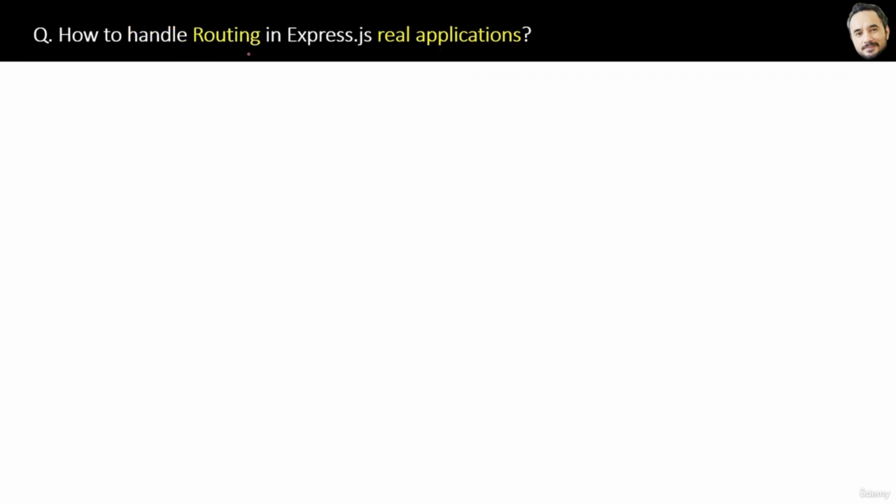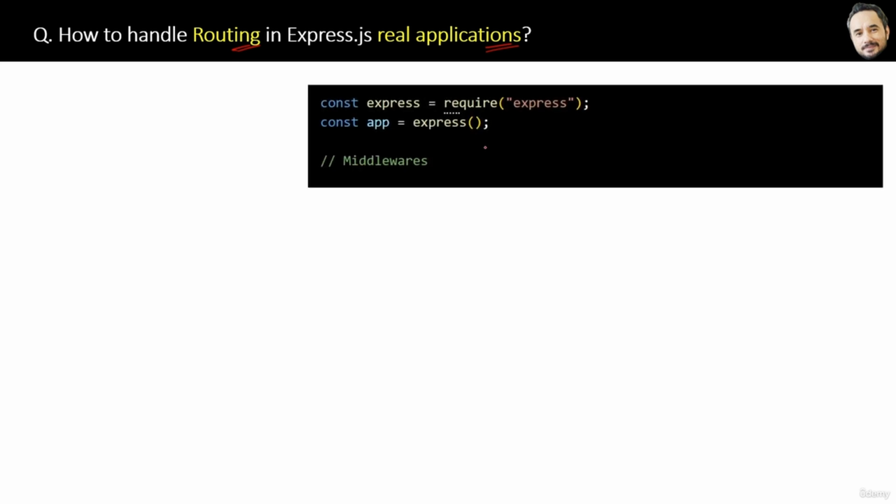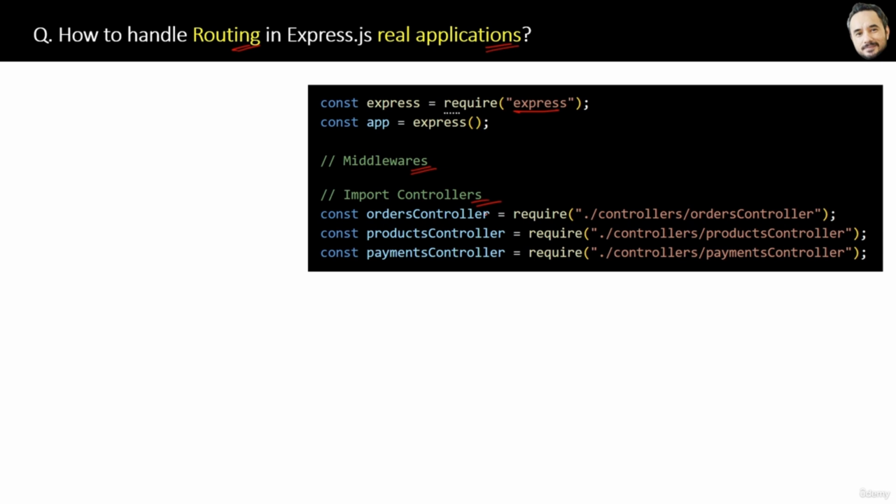Okay, how to handle routing in Express real applications. Yes, in real applications the routing approach is slightly different. There are basically 5 steps. First step is to import the Express application. Second, define and execute our middleware for authentication, logging, and multiple other purposes. Third, we import the controllers that we have in our application like this.